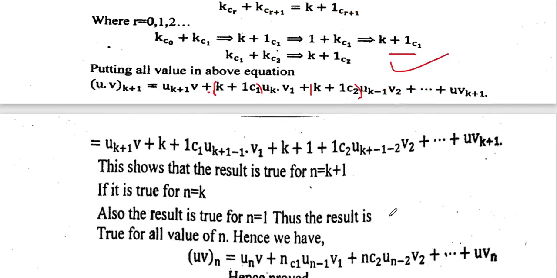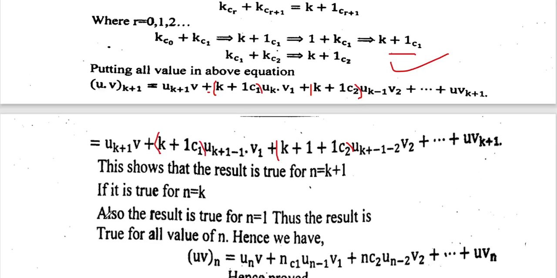Okay, so now what is next? The left-hand side as it is: u^(k+1) v plus (k+1)C1 u^k v1 plus (k+1)C2 u^(k-1) v2, and the last term is u v^(k+1) as it is. So this term is true for k plus 1.